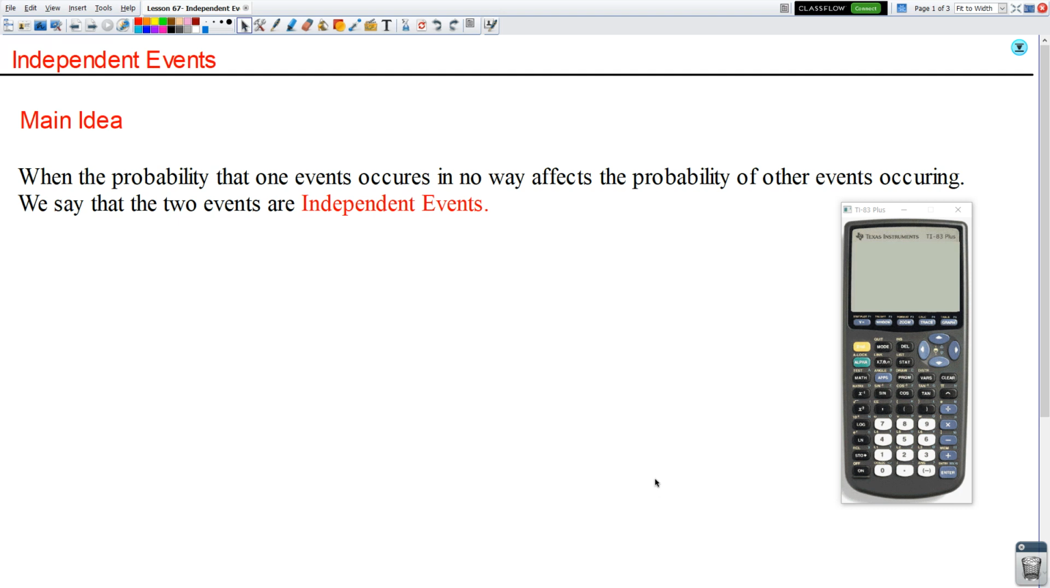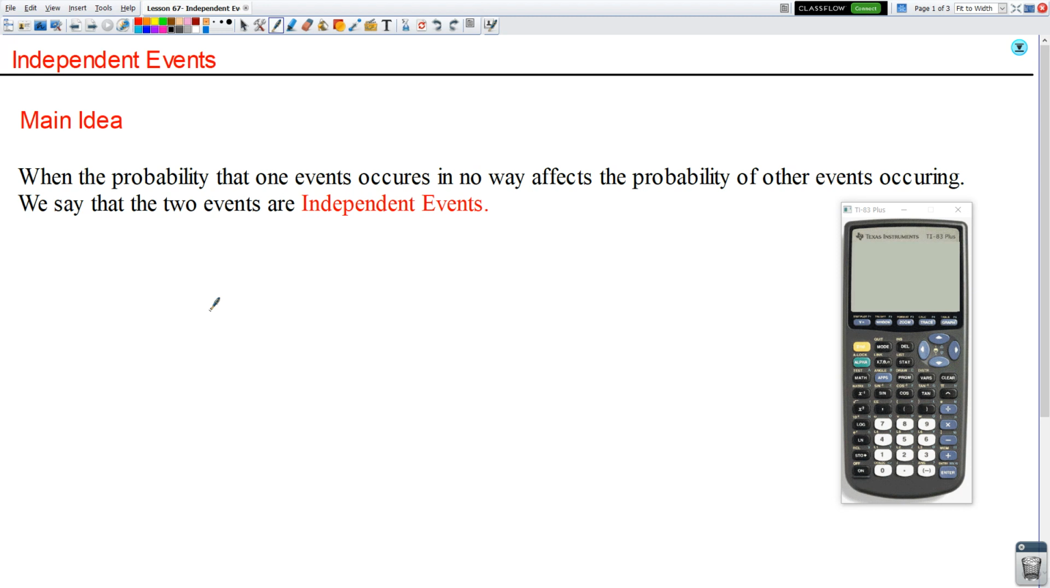Today, we're going to take a look into independent events. Now, the main idea here is that if the probability that one event occurs in no way affects the probability of another event occurring, we're going to say that those two events are independent events. The idea here is that you might have one event after the other. If the first event does not affect the occurrence of the second event, then we're going to claim that the two events are independent from each other because they're not affecting one another.